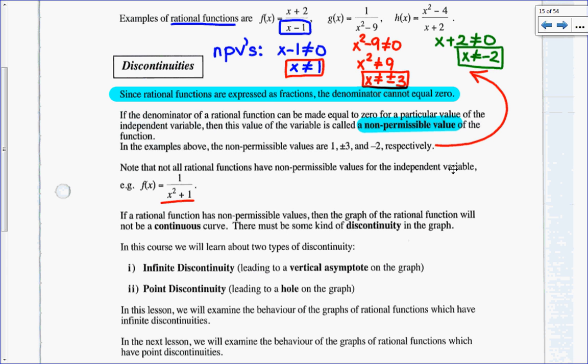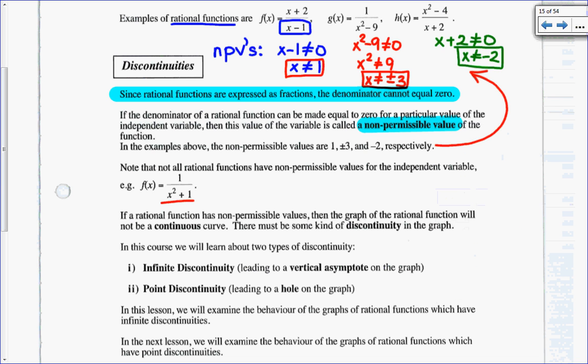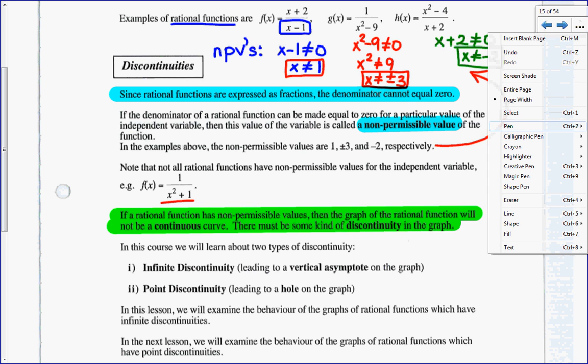If a rational function has non-permissible values, though, then the graph of that rational function isn't a continuous curve. Okay, there is some kind of discontinuity in the graph. Let's highlight those sentences as well, because that's kind of the gist of our lesson today. Okay, so both sentences here. If there are non-permissible values, then we don't have a continuous curve. There's some kind of either a point of discontinuity or infinite discontinuity in the graph. Okay, and I'm going to explain to you what those things mean.